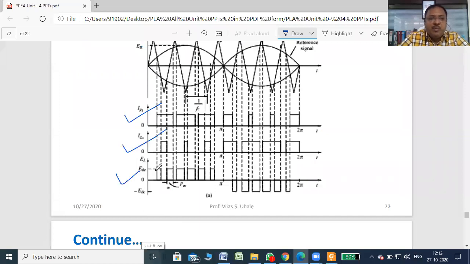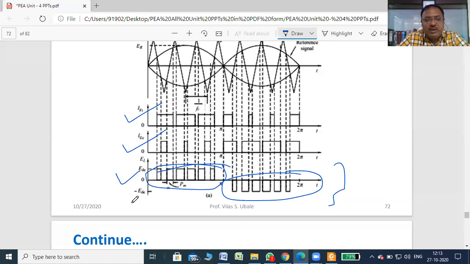It means this is the positive part of the generated voltage of your inverter, and this is the negative part of the generated voltage. This is actually the output of the inverter, plus Vdc with minus Vdc. So this is the output voltage. You can check here, the pulse width is higher in between, and here the pulse width is lower.